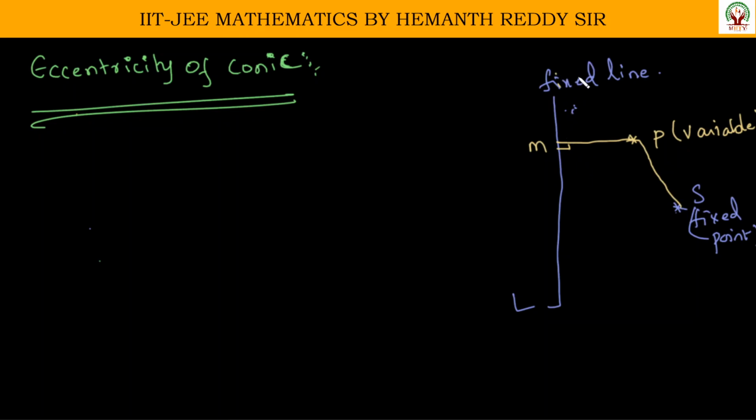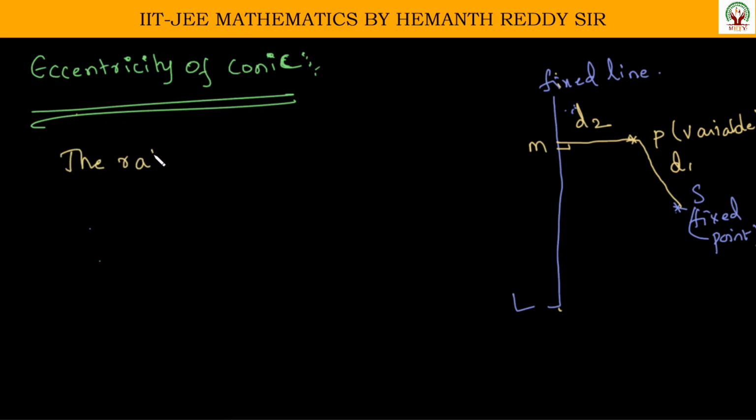This is the fixed line. So from this variable point, I'll drop a perpendicular onto this line, which is M. And from this variable point, I'll join this fixed point, which is S. Let's say this distance is D1. Let's say this distance is D2.